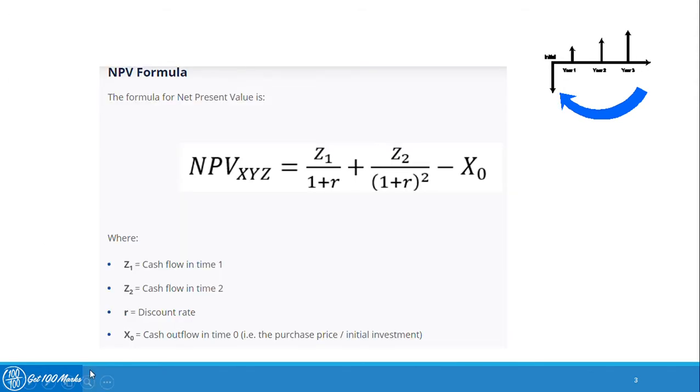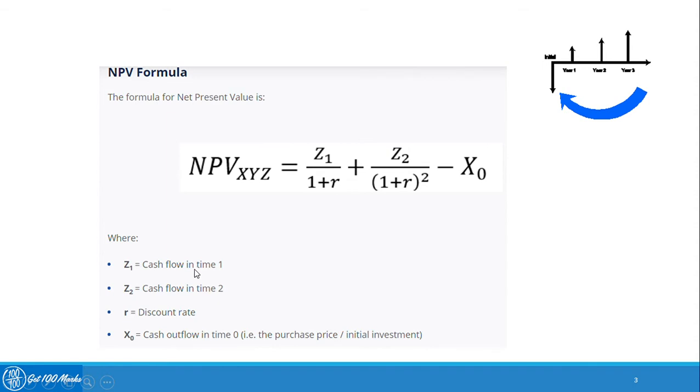Look at the formula here, and you will find that you have done a similar formula in unit 2 when you were understanding time value of money. Only the nomenclature may be different. So if you have to understand the NPV of XYZ project, you say that's equal to Z1 by 1 plus R plus Z2 by (1 plus R) square minus X0. Now this timeline can increase. It may not necessarily be 1 plus R to the power of 1 and then 1 plus R to the power of 2 only. It can be 1 plus R to the power of n, depending upon the number of periods that you are considering the cash flow for.